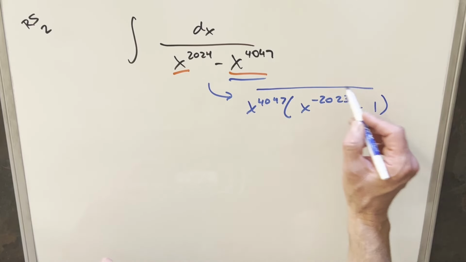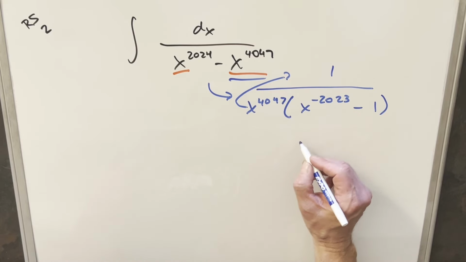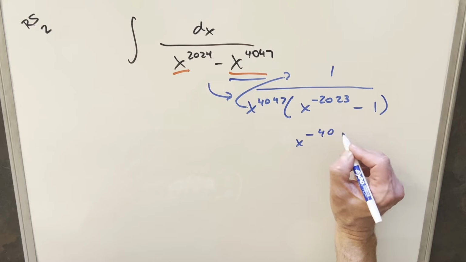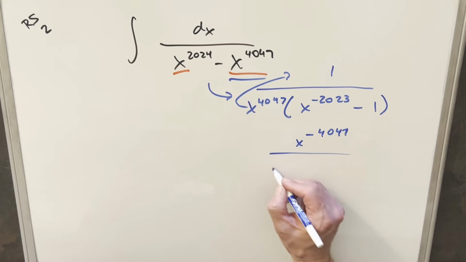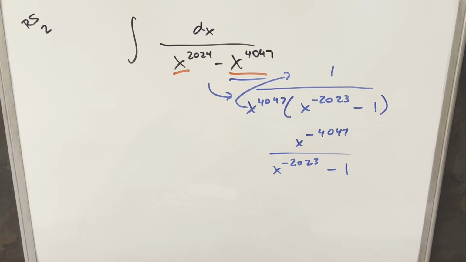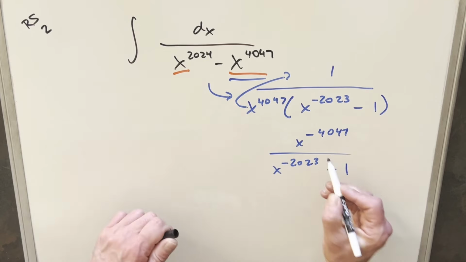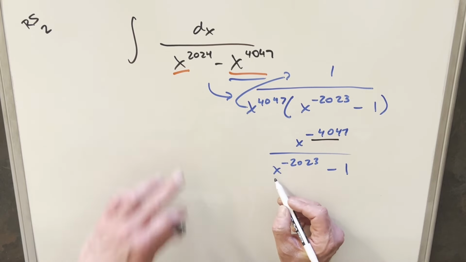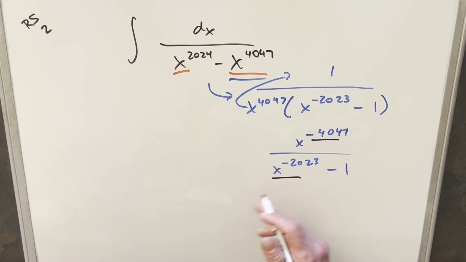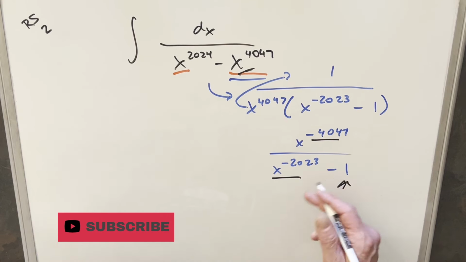And then, of course, what we have here is a fraction, right? So what I'm going to do is take this x to the 4047 and bring it into the numerator. When we rewrite this, you'll notice we have x to the minus 4047 over x to the minus 2023 minus 1. And now you may see why I wanted to factor out the x to the 4047, because either way we're going to have a negative exponent in the numerator. But doing it this way, we have a negative exponent in the denominator, so it's going to be good for a U-substitution. Whereas if we factor out the x to the 2024, I'd have a positive exponent over here. It's not clear how the U-substitution would work.